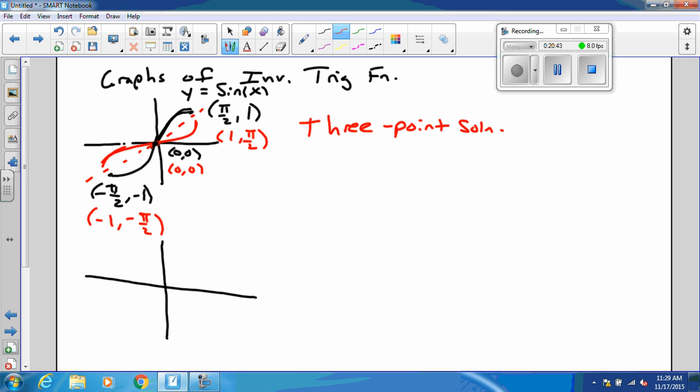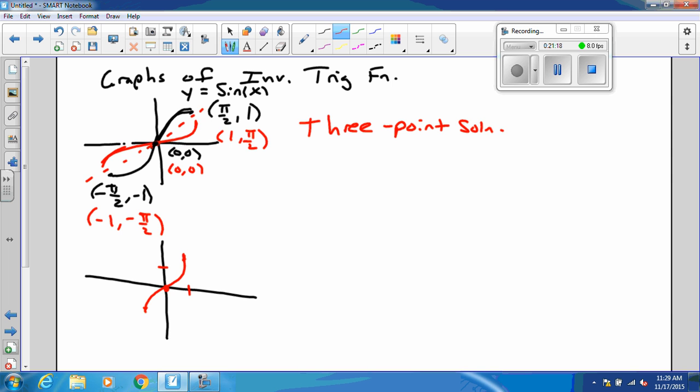And if I plot those points, 0, 0, let's see, pi over 2 is about what number? Give me a quick decimal approximation. 1.6, 1.7. It's going to be a little larger than 1. It's going to be right here. And negative 1, negative pi over 2 is going to be down here. And now I can draw my graph just by connecting with a smooth curve. And I've got it. Ta-da! So we get 3 points, connect with the smooth curve, and we're good to go.